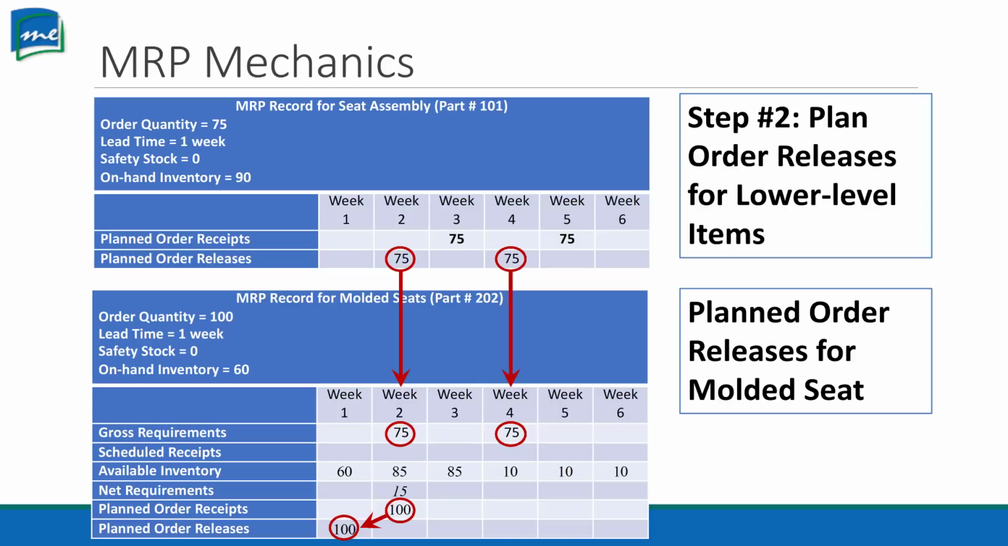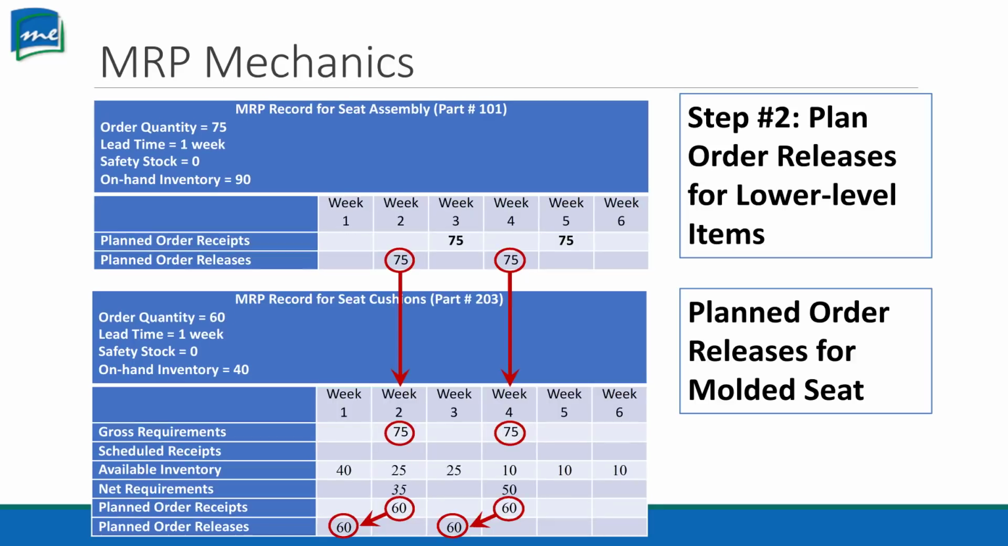Only in this case, our order quantity is 100. We have a starting on hand of 60. So on week 2, we have a net requirement of 15. So you see how things are moving and where we have to place these orders. So here, we're going to order the seat cushions for the seat assembly. We're going to order them on week 1 and week 3 to meet our current production demand.